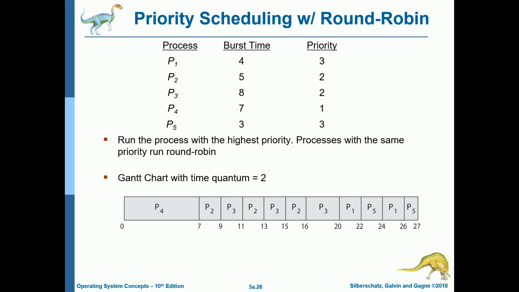Now, looking at this Gantt chart and understanding that the time quantum is 2, we can see that first, the process that is run is process 4 because it does have the highest priority. There's no other process with that priority, so it runs until it's completed. However, process 2 and 3 have the same priority, and with that time quantum 2, you can see that round robin scheduling starts taking effect between processes 2 and 3. Every 2 time units, it switches to the other one, until both of them have completed. Then we move on to process 1 and 5, which also have the same priority, and that is scheduled using round robin using the time quantum of 2.